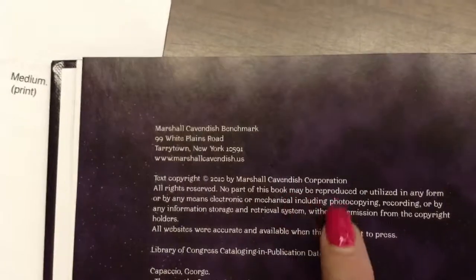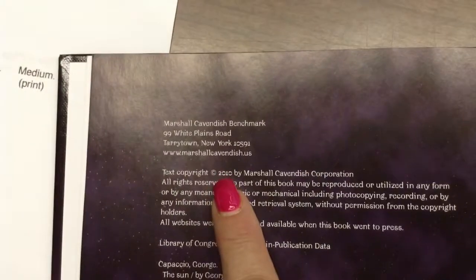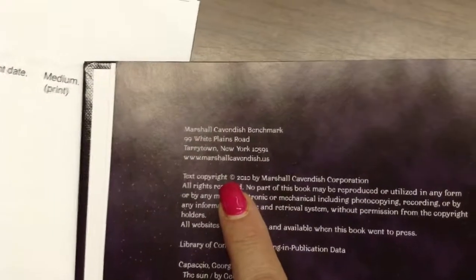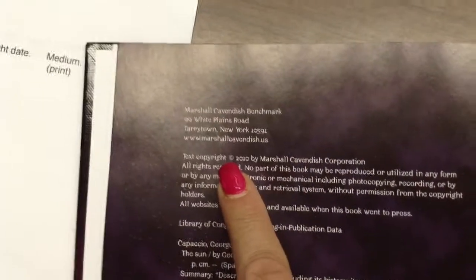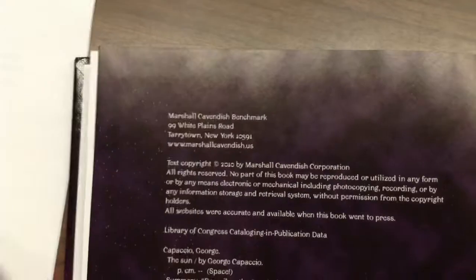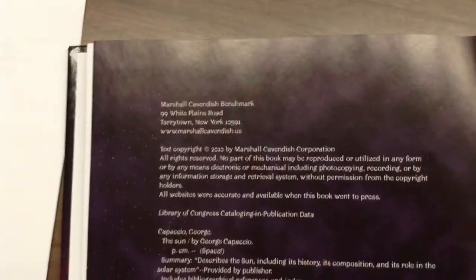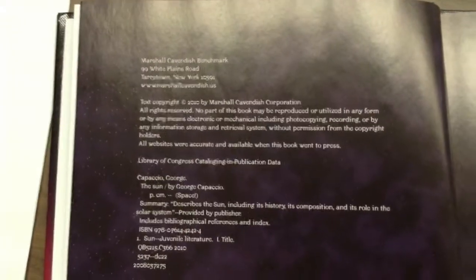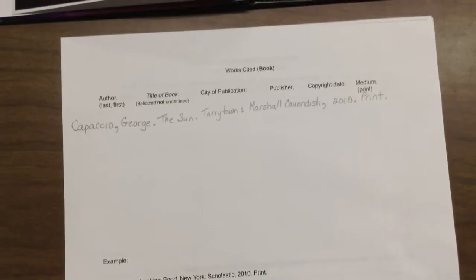The next thing we're looking for is the copyright date. It's 2010, and you'll usually see a C with a circle around it to help you find that out. And the last thing that we're looking for is the medium, whether it is print or web. And in this case, because it's a book, the medium is print.